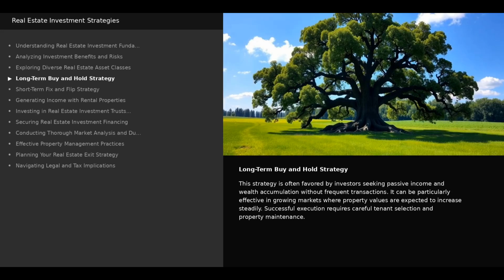This strategy is often favored by investors seeking passive income and wealth accumulation without frequent transactions. It can be particularly effective in growing markets where property values are expected to increase steadily. Successful execution requires careful tenant selection and property maintenance.